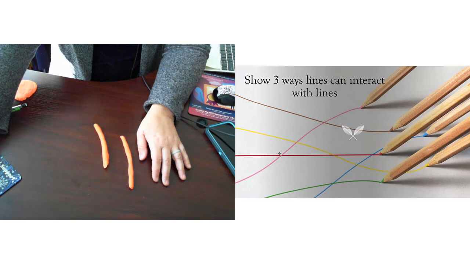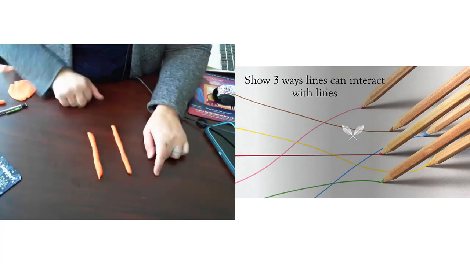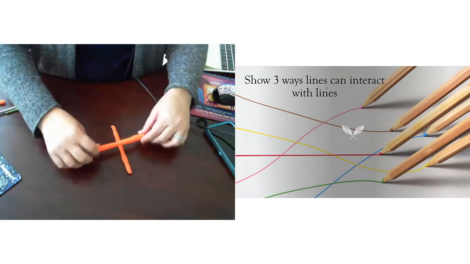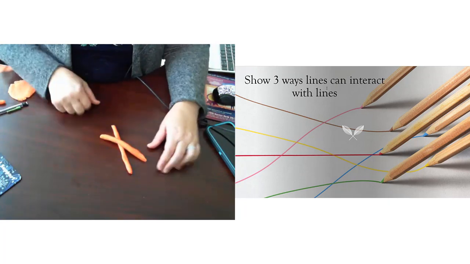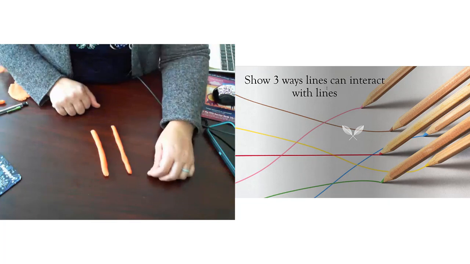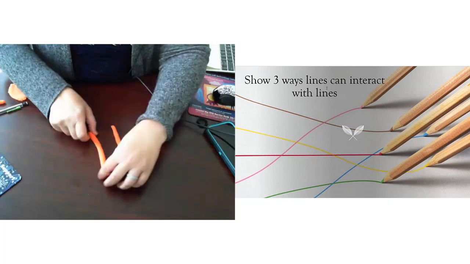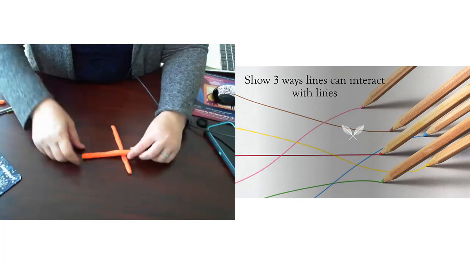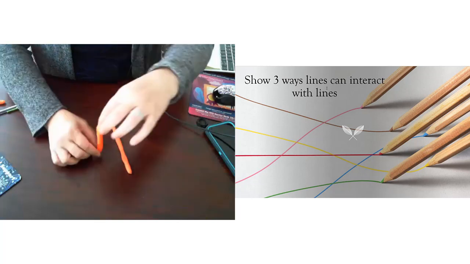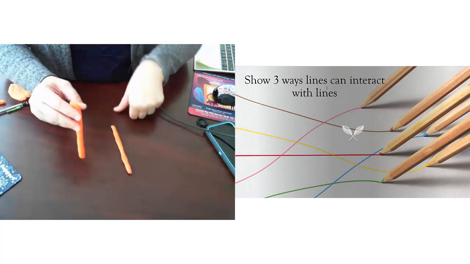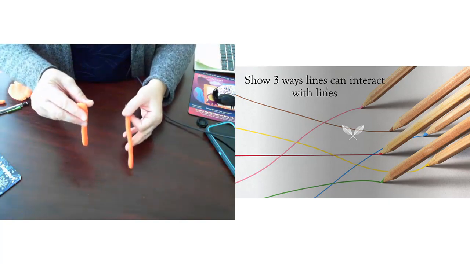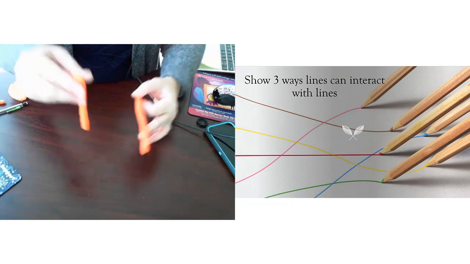Next, we're going to be asked to show how 3 lines can interact. 3 ways lines can interact with lines. So you have parallel, you can have perpendicular and or anything intersecting really. So you have parallel in the same plane. You can have intersecting in the same plane. And then the other way you can have is skew. Skew lines would be two lines that are neither parallel but will never connect because they're in different planes.